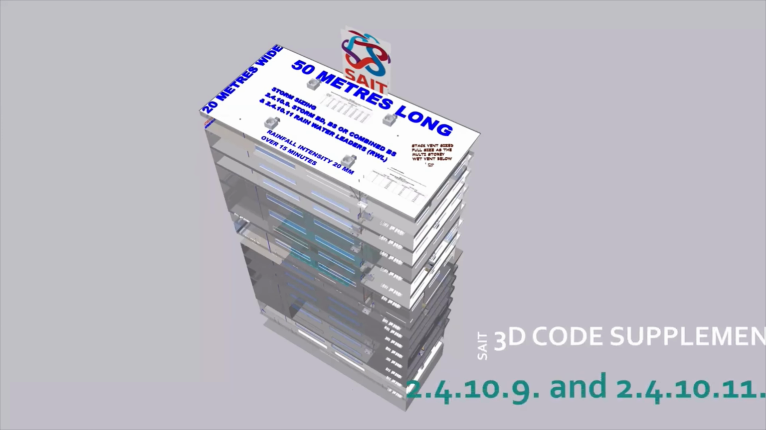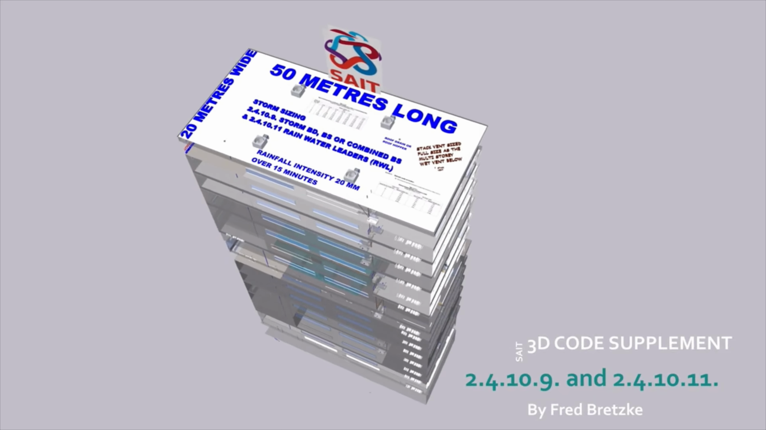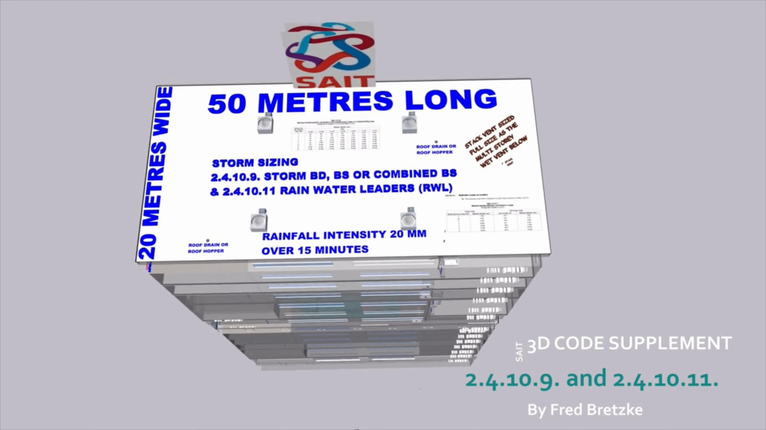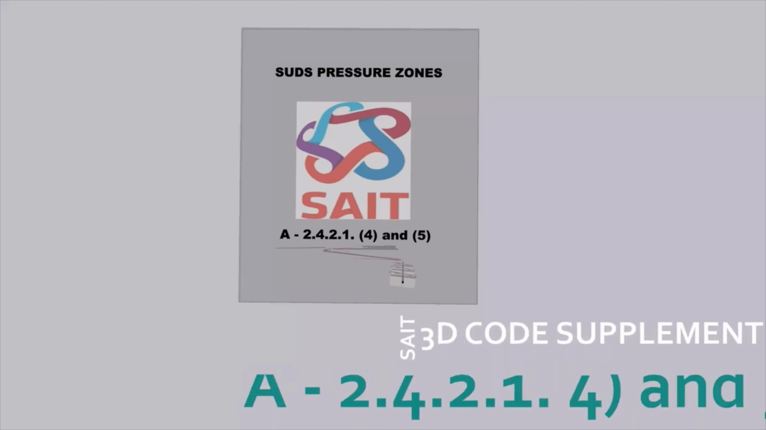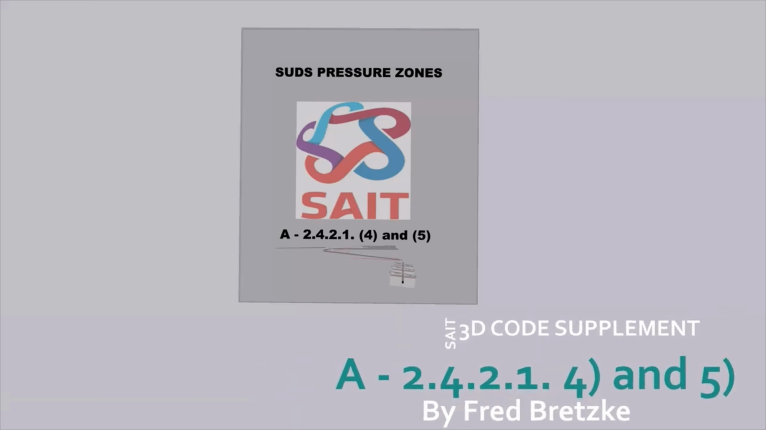Welcome to this storm sizing supplement. Open up your codebook to tables 24109 and 24111. A2421, 4, and 5 specifically address the issue of SAIT's pressure zone.